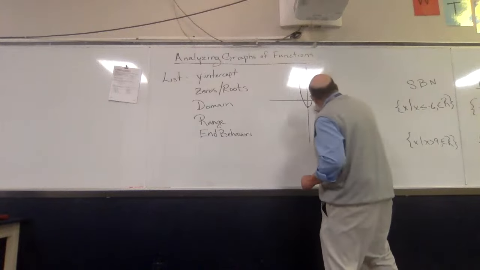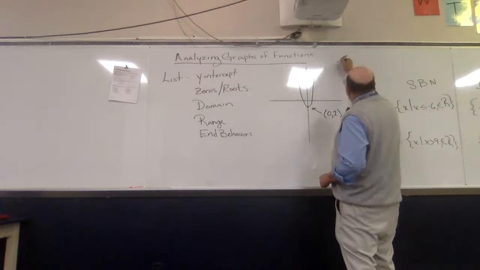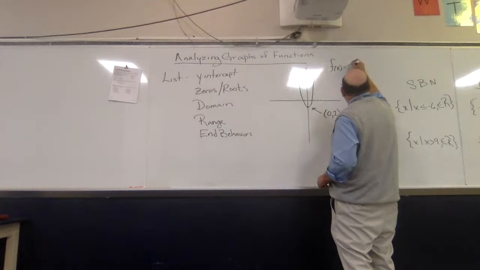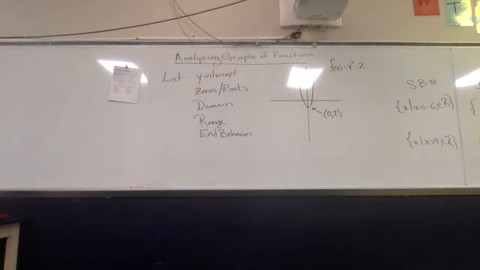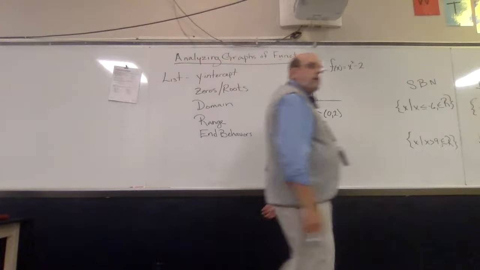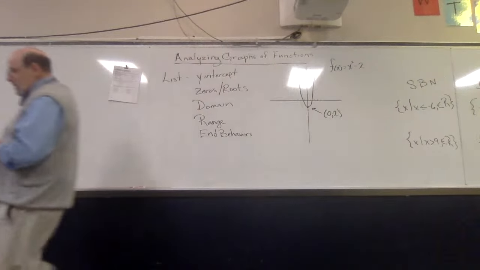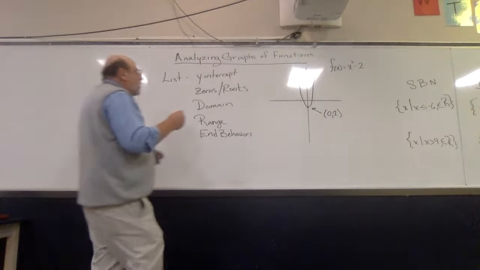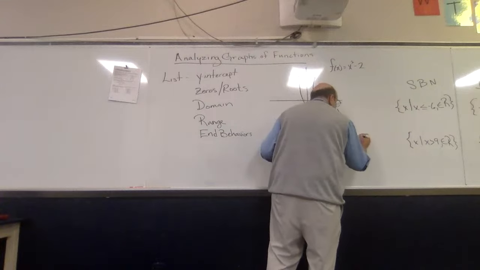This vertex is a coordinate pair. It's 0, negative 2. The function itself is equal to x squared minus 2. Okay? So that function right there. The function is x squared minus 2. So, first things first, what's the y-intercept? 0, negative 2. At what y value does it cross the y-axis? Negative 2. So if we wanted to list the y-intercept, and you can abbreviate it like that, we'd say it's negative 2.